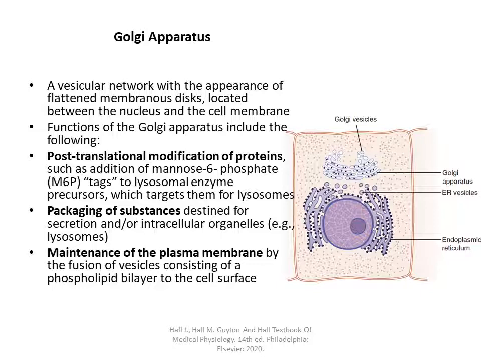Maintenance of the plasma membrane. How does it do that? By the fusion of vesicles. The vesicles which bud off from the Golgi apparatus can be added to the plasma membrane, consisting of a phospholipid bilayer, to the cell surface. So these membranes consist of a phospholipid bilayer, and these can be added to the plasma membrane.